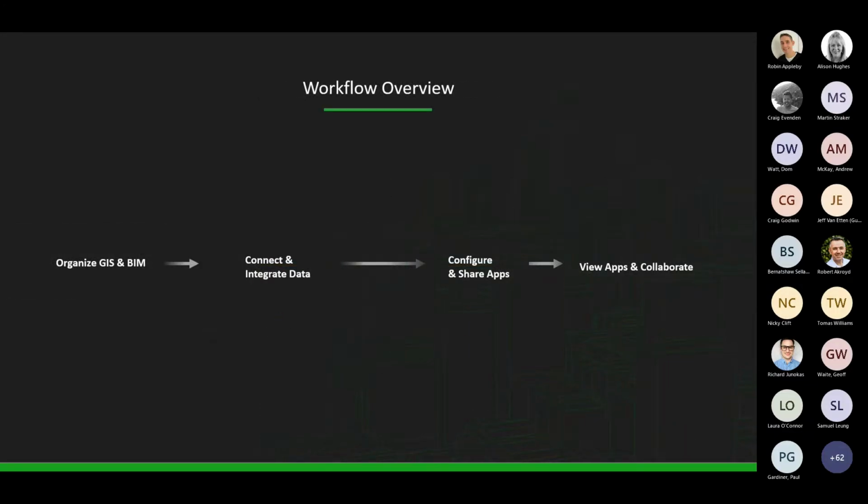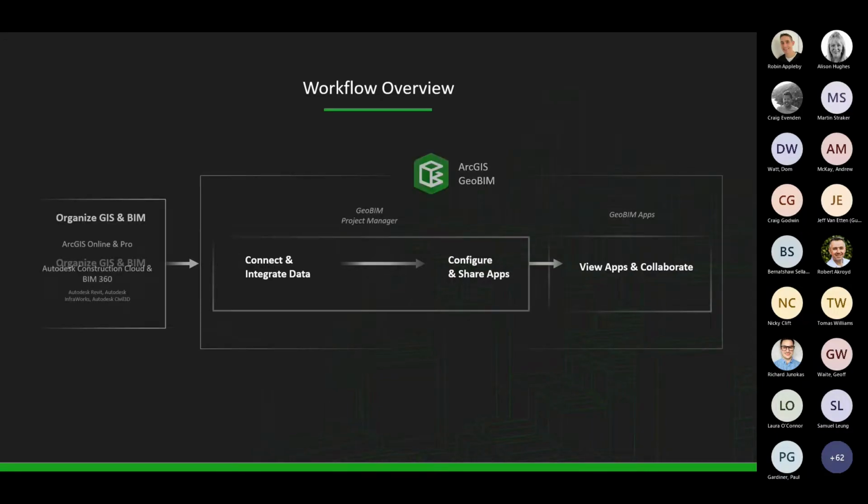So I'm going to, in a moment, step through how we go about creating a GeoBIM project, but just to kind of explain it a little bit first. The starting point is really organizing your existing data. You will have information stored in ArcGIS Online or ArcGIS Enterprise that you might want to relate to design drawings, Revit models, etc., that are stored within the Autodesk environment.